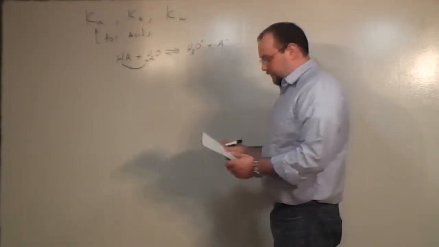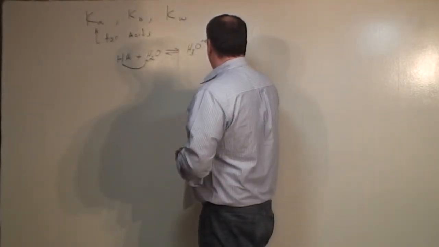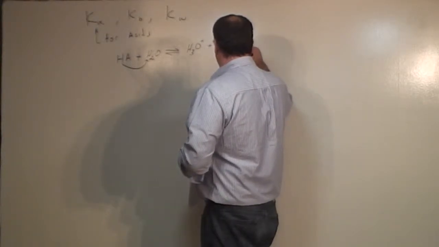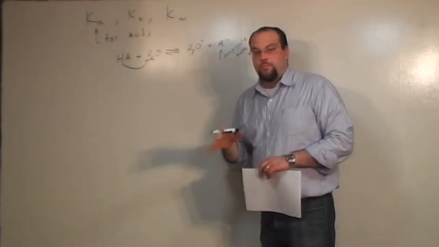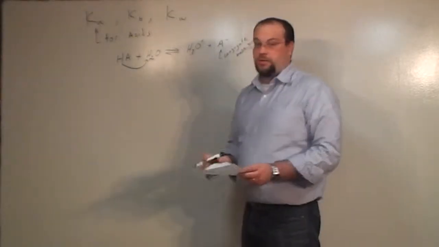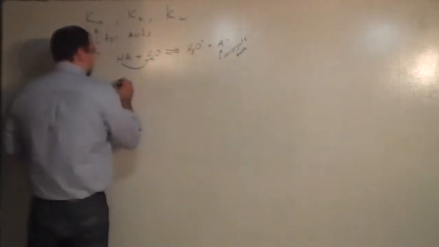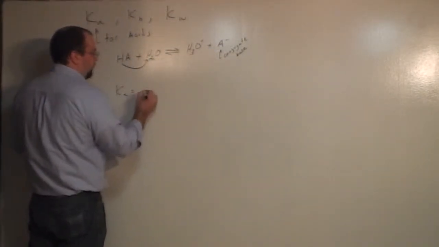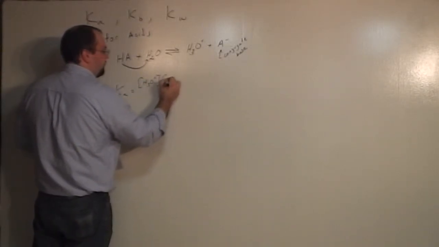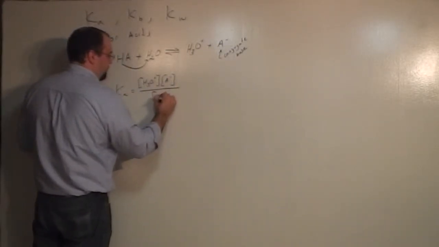Let's get a couple of terms down. This, as we said, was hydronium. This A- is called the conjugate base. We're going to talk more about conjugate bases in another video. Today we're just going to focus on the equilibrium of weak acids. So Ka would be the concentration of H3O+ times the concentration of A-, all over the concentration of HA.